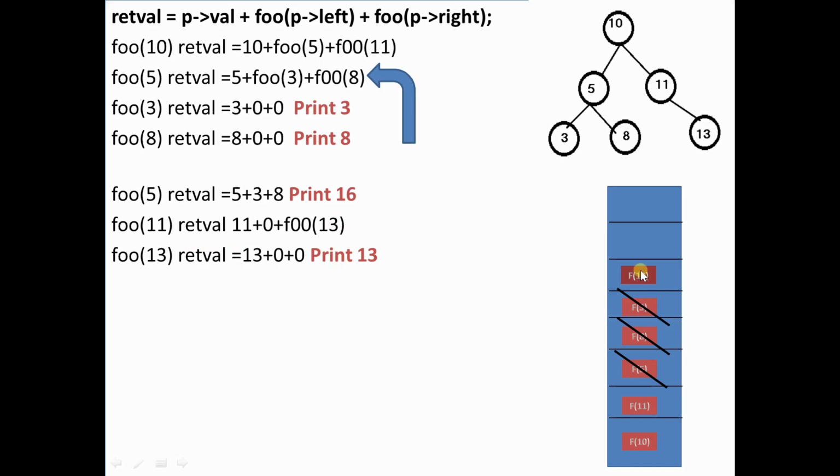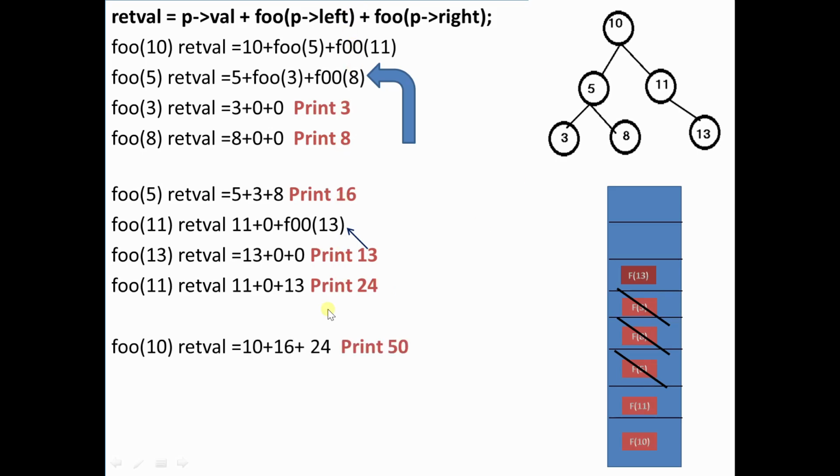So f of 13 is sent to f of 11, and we apply this value in f of 11 and find the value for f of 11, which is 11 plus 0 plus 13, 24. It will print 24 and then send this value to its root node, f of 10. Applying these values, f of 5 and f of 11, in f of 10, we get 10 plus 16 plus 24. The answer is 50.